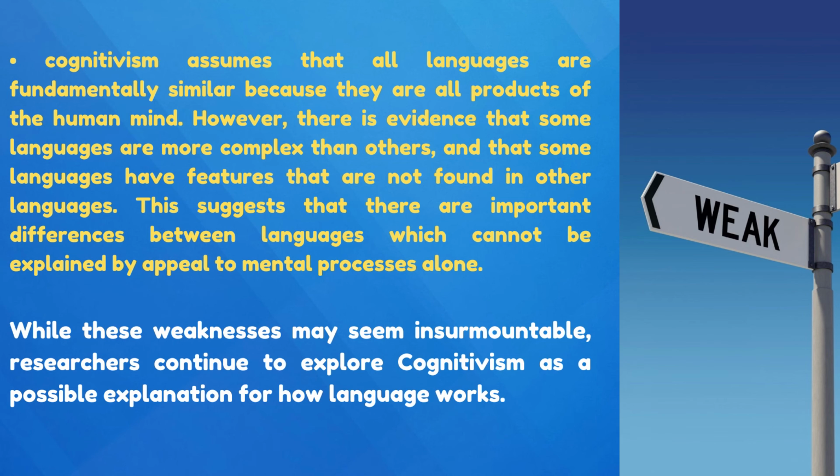Cognitivism assumes that all languages are fundamentally similar because they are raw products of the human mind. However, there is evidence that some languages are more complex than others, and that some languages have features that are not found in other languages. This suggests that there are important differences between languages which cannot be explained by appeal to mental processes alone. While these weaknesses may seem insurmountable, researchers continue to explore cognitivism as a possible explanation for how language works.